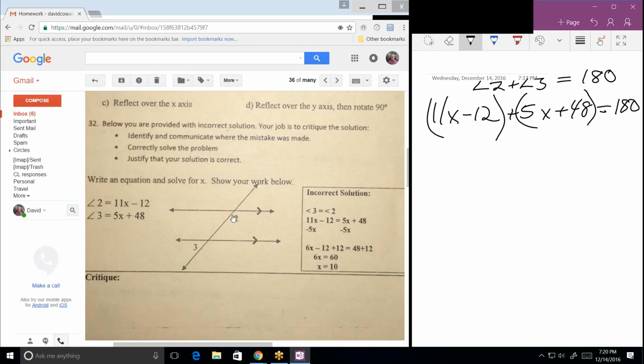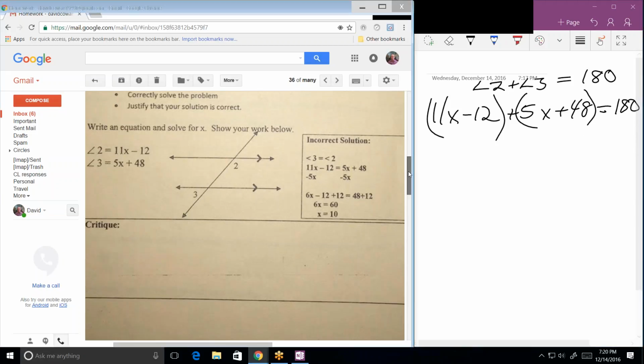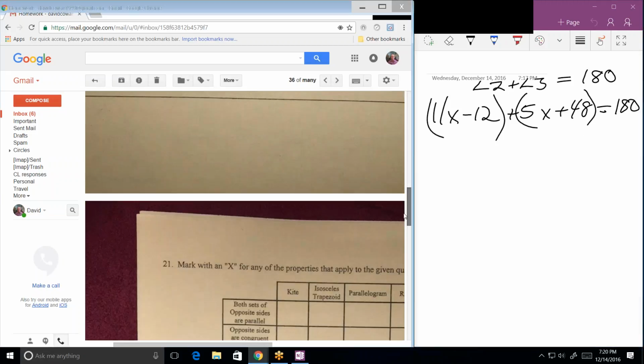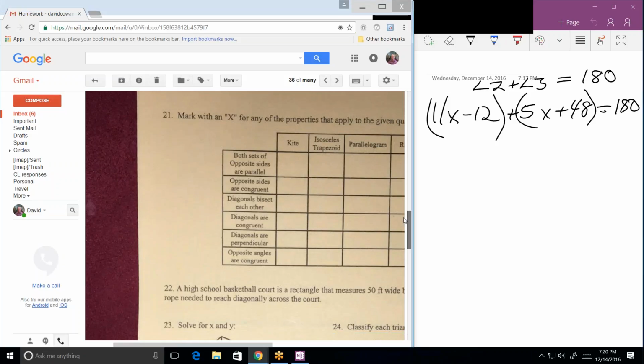So a complete two-column proof would actually have to go through that, I believe. I don't think there's a single statement that allows you to say that angle 2 plus angle 3 equals 180 unless you go through the technical proof of it. You know what I'm saying? Yeah, I get it. All right. Yeah, we've worked with enough proofs.